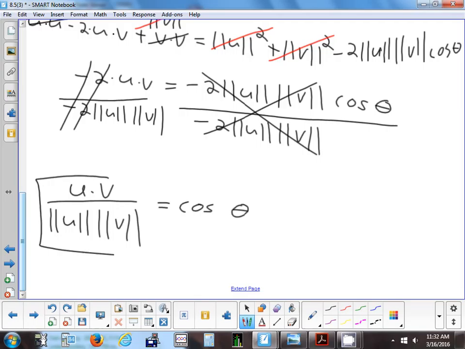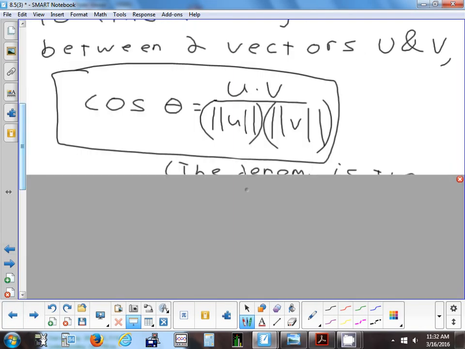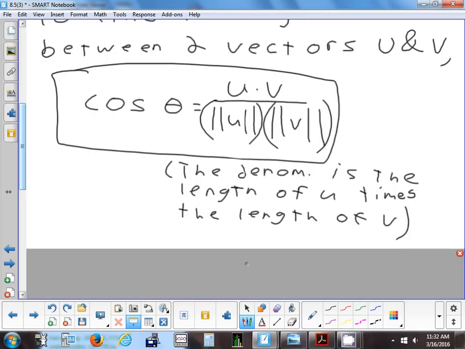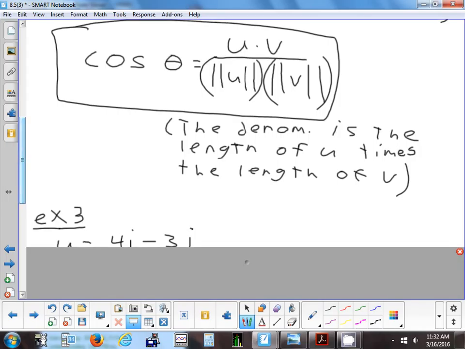Okay, so there is our very simple formula to find the angle between two vectors. It started out kind of complicated, but it's extremely simple. All you need is the dot product and the length of each vector, and that's equal to the cosine. The denominator is the length of u times the length of v, and the numerator is just the dot product. Really, this formula comes from the law of cosines, but it saves us from doing the law of cosines every time.